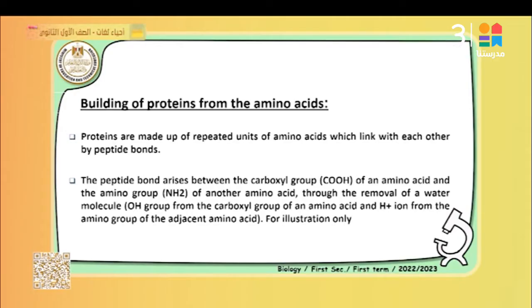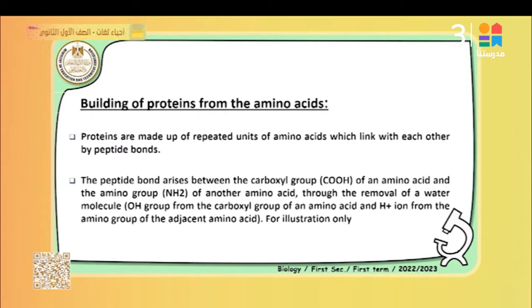Building of protein from amino acids. Proteins are made up of repeated units of amino acids linked to each other by peptide bonds. An amino acid binds with another amino acid. If two amino acids bind together, a dipeptide is formed. More than two amino acids form a polypeptide.